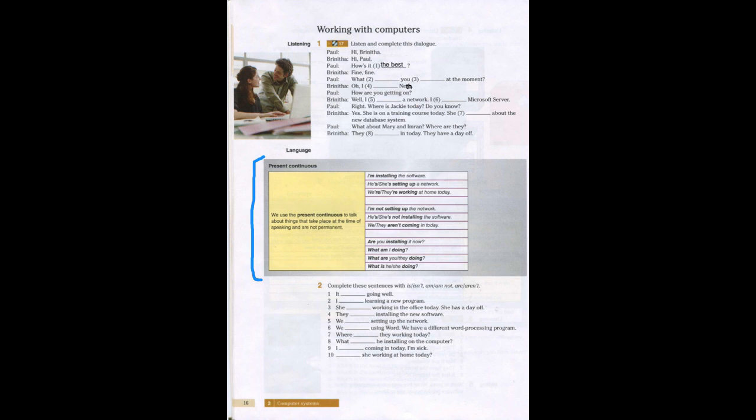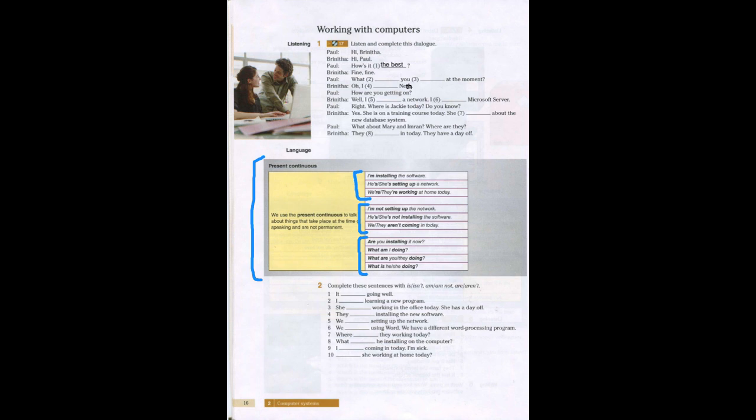عندنا هنا جمل أمثلة. I'm installing the software. So this is the contraction of am. You drop the a, then place an apostrophe instead of it. He is, she is setting up a new network. They are working at home today. I'm not. So these are what? Positive sentences, جمل مثبتة. These are negative sentences. These are questions.